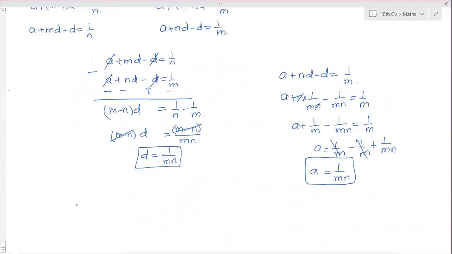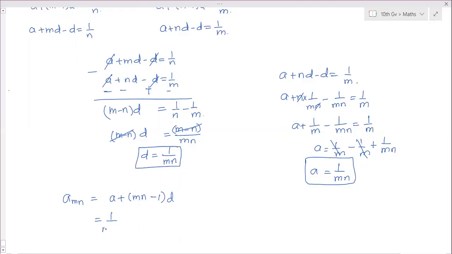Now we have to calculate the mnth term. So what is the formula? a plus n minus 1 into d. In place of n, you have to write whatever the term they are asking, whether it is a product, a sum, or a difference, whatever it is. But in place of n only in the formula, you have to substitute this value. So this value we have to calculate.